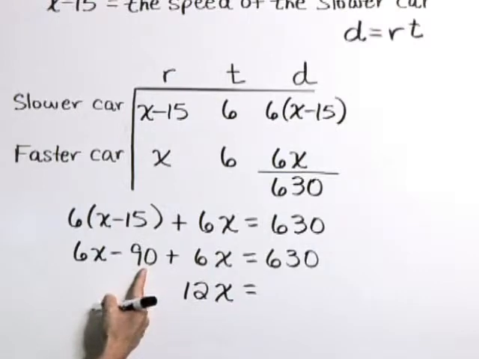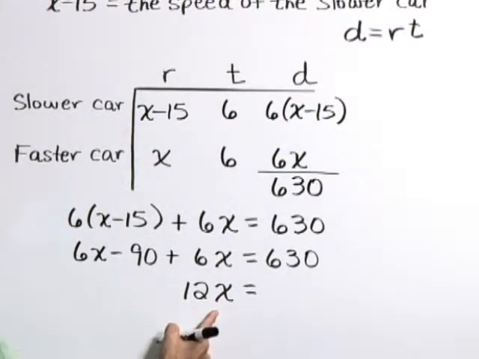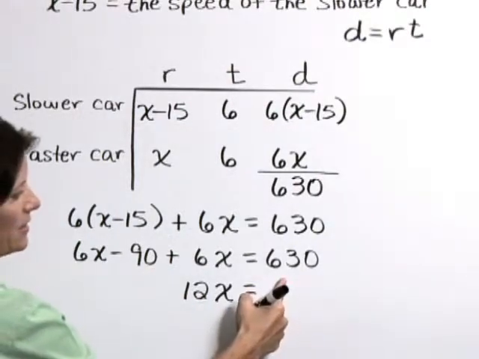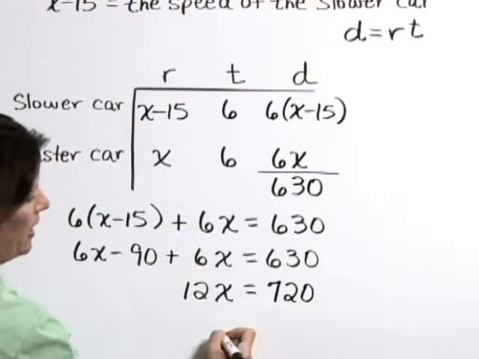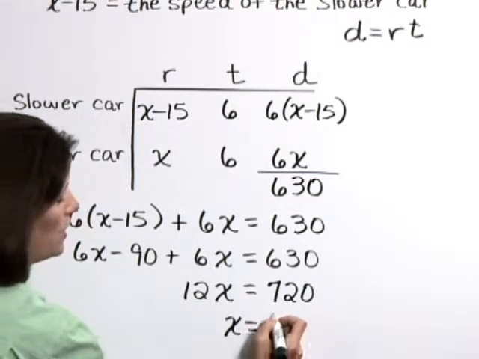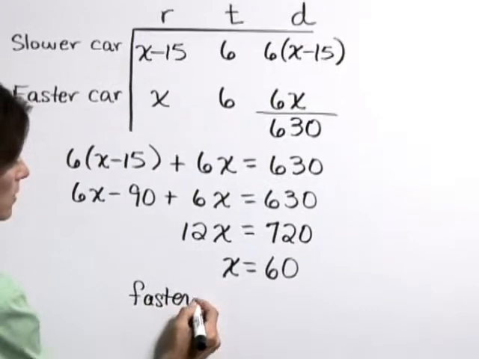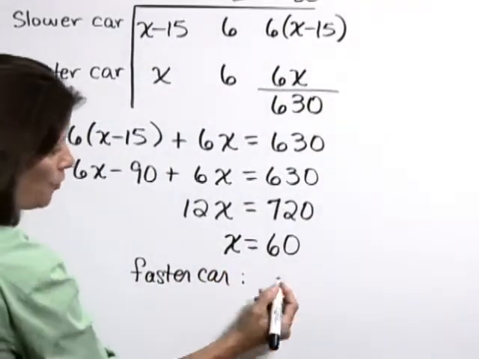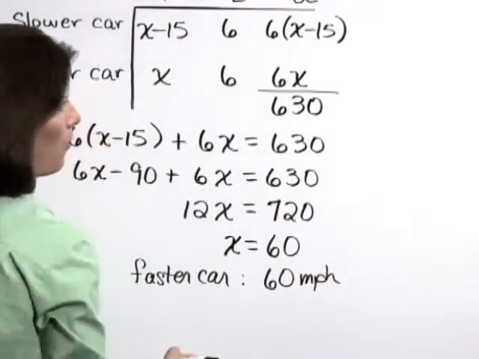And I'm also going to add 90 to both sides so we can isolate this 12x term at the same step. Adding 90 to 630 gives 720. Now divide by 12 to get x equal to 60. Now recall that we let x represent the speed of the faster car. So let's say then that the faster car has a rate or speed of 60 miles per hour.